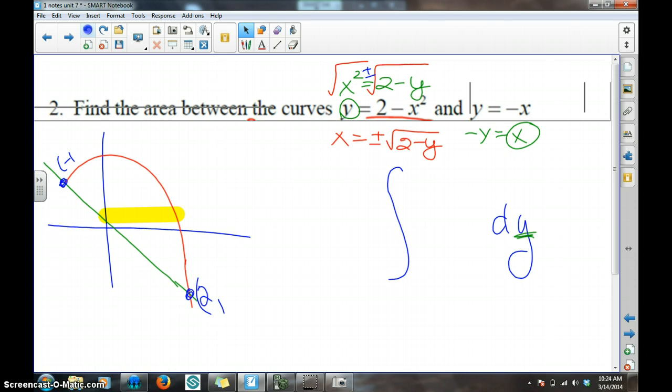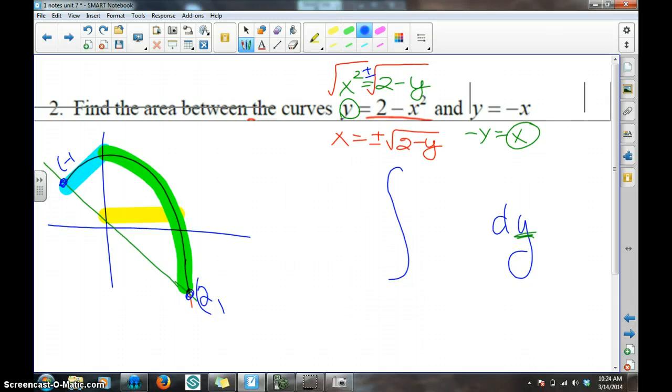Where the positive part of that graph is this part, and the negative part of that graph is this part. In very much the same way a positive negative square root of rad x separates the top from the bottom, a positive negative square root of rad y separates the right from the left. So far, everybody with me?